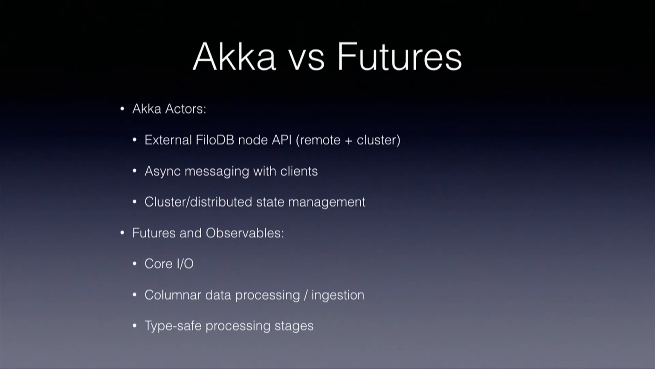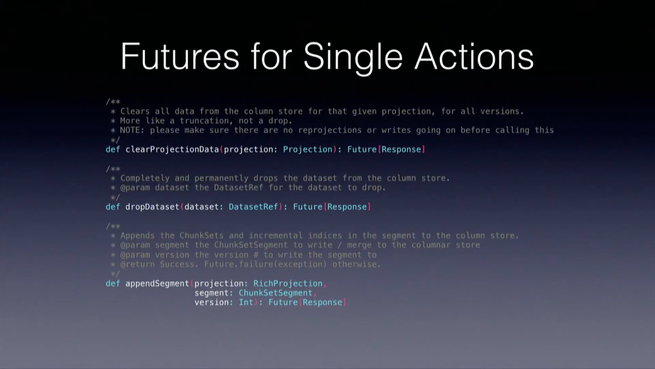So an example of this is that actions that are clearly single actions map very well to futures. For example, drop dataset is one API example, right? It's an action that you do one time, you get a result. If you get an error when you execute it, then you also get an error back from the future. So this maps very well to a future because futures run one time and then you get back this response.